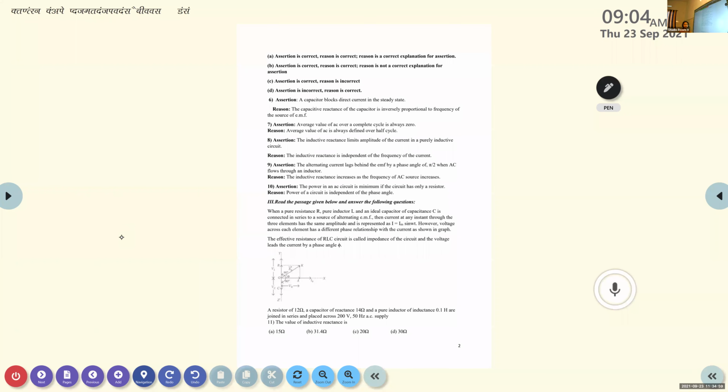Then what about the reason? The inductive reactance increases as the frequency of the AC source increases. Is the reason correct or incorrect? Already we discussed this in the previous case. Inductive reactance increases as the frequency of the AC source increases. True. It is also true. It is correct, and we can say the reason is the correct explanation for the assertion. So here both assertion and reason are true, and the reason is the correct explanation for the assertion.